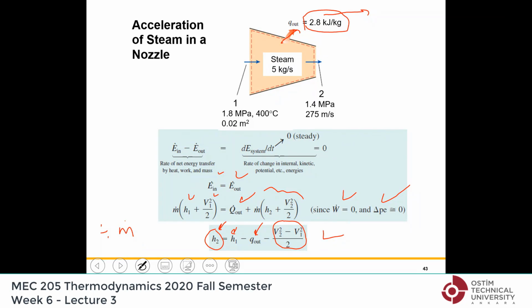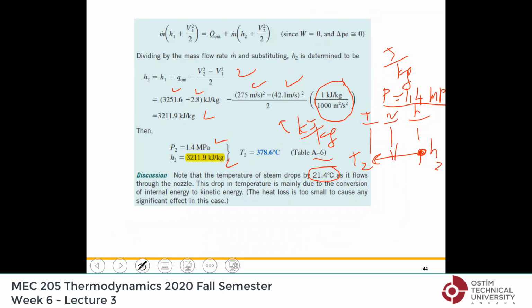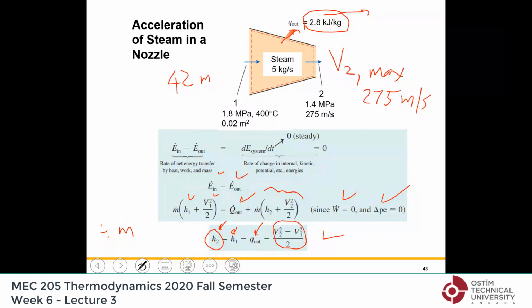Here we have a nozzle, and the goal is to make the exit velocity maximum. And if you lose energy, it will not be maximum. Let's look at the values: 275 meters per second, and at the inlet, let's say 42 meters per second. The reason we have a nozzle is to increase velocity at the expense of the energy of the steam. It increased from 42 to 275. This is what we want.